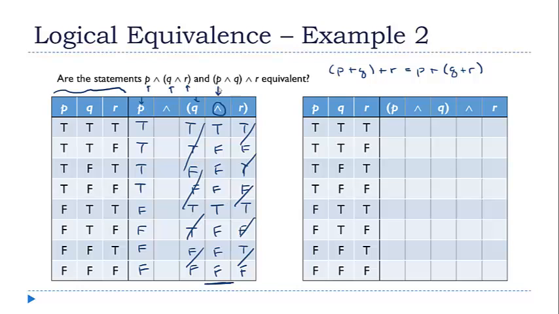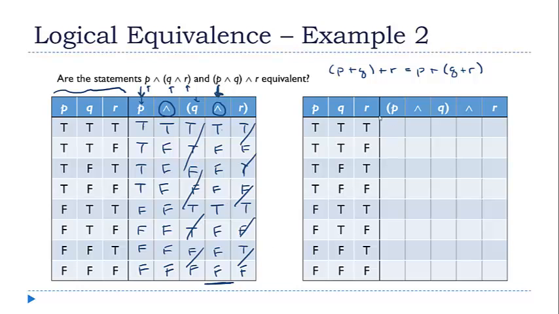So now I'm going to compare this column with this column, and that's going to give me the values for this final and. And again, I'm going to use the same kind of shortcut. I've got 2 trues here, so that one is true. Then I'm going to just scan down here. I'm looking for other rows that have 2 trues, and I see that there aren't any. So that tells me that every other row here, I can just go ahead and fill in false.